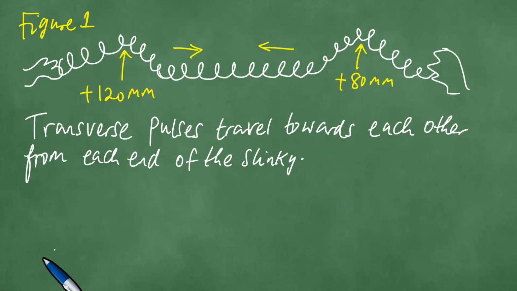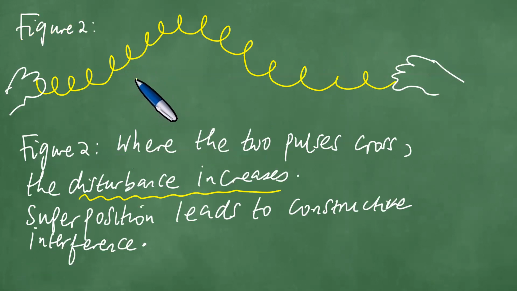So we saw that here the pulses crossed. There was a smaller pulse and a smaller pulse. They crossed, and whenever they cross, the disturbance at any point is equal to the sum of the disturbances. So the disturbance here sort of increased in this case. But we need to understand that there are two types of interference. There's either constructive interference or destructive interference. So let's talk about this.